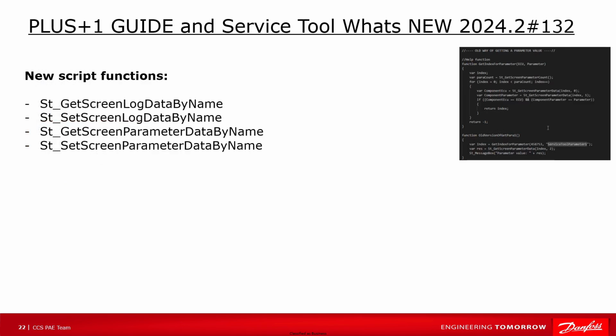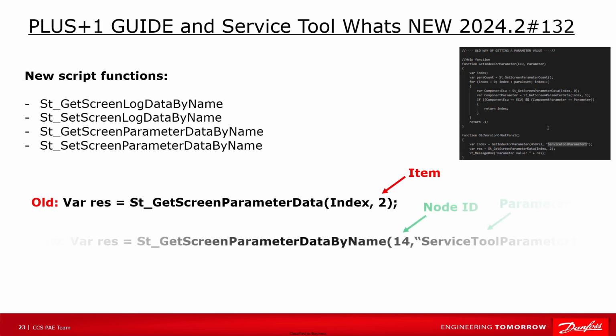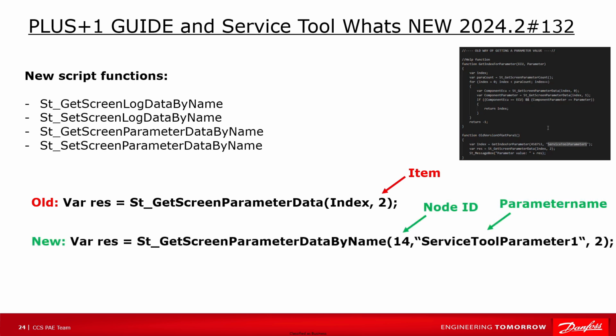Before this, you had to find the index for your log signal or parameter on the page before you get or set data, like this command with the index and the item you want. With this new command, you just use the node address and parameter name instead, followed by the item. With this, it is much easier for the user to get and set parameter and script function, also independent of the hard-coded index, which might change in service tool releases.